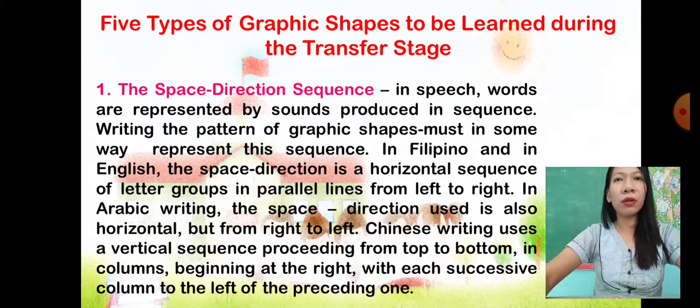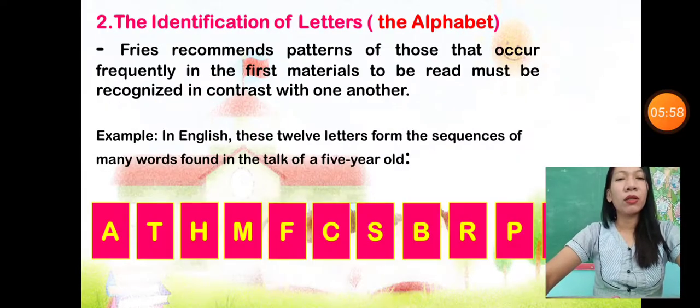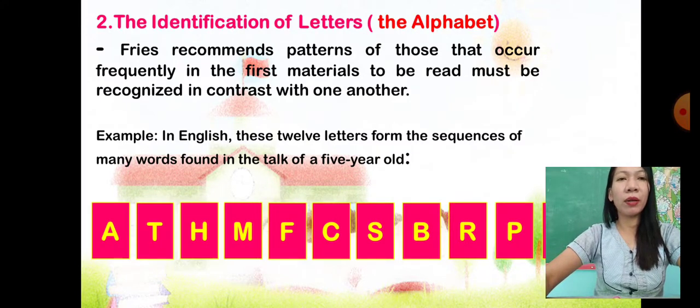When it becomes so, then the pupil responds to the space direction sequence of letters on the printed page as completely as he responds to the time sequence in speech. So we have the identification of letters or the alphabet.